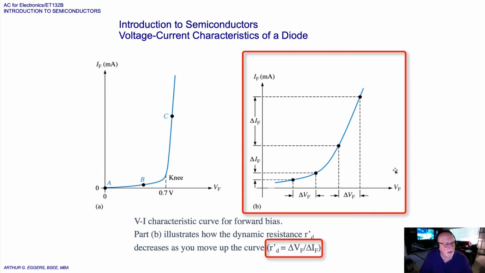The resistance begins to decrease in the region of the knee of the curve and becomes smallest above the knee, where there is a large current change for a given change of voltage.